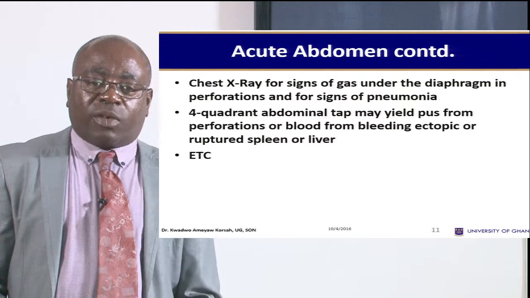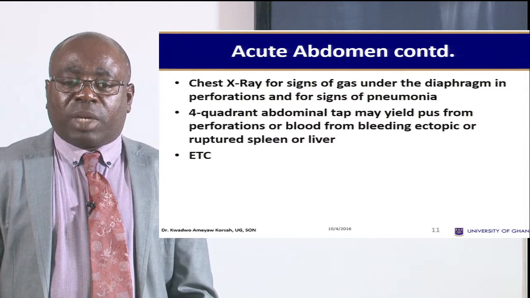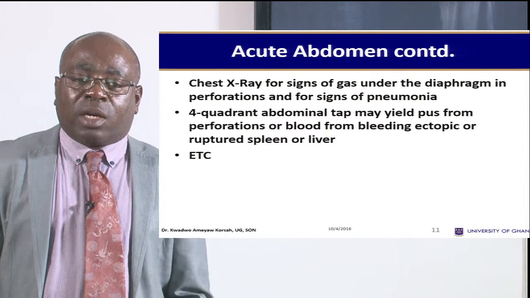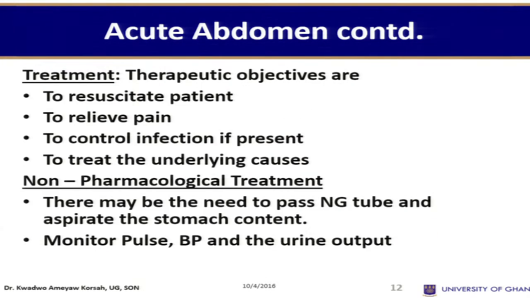And then we can look at the 4 quadrants. Abdominal tap may yield pus for perforations or blood from bleeding ectopic pregnancies or ruptured spleen or even liver. There are other tests that we can do. And in acute abdomen, treatment may be specific but point to a generalized manifestation. So treatment objectives, we have to be able to resuscitate the patient, to relieve pain, to control infection if it's suspected and if it is present, and then to treat the underlying causes.